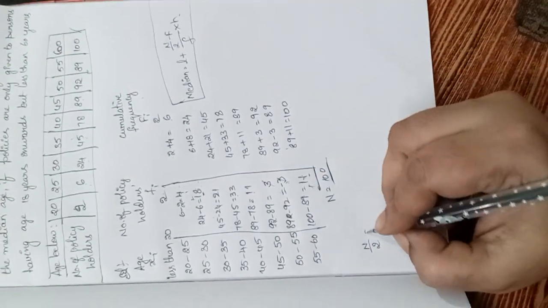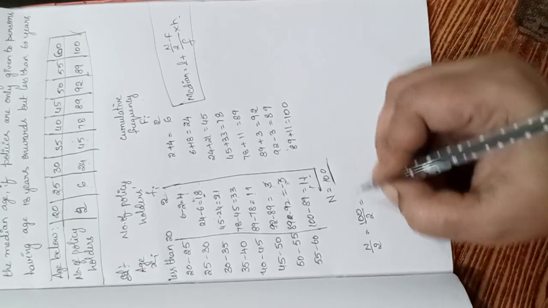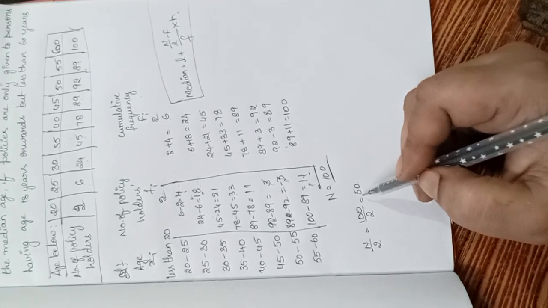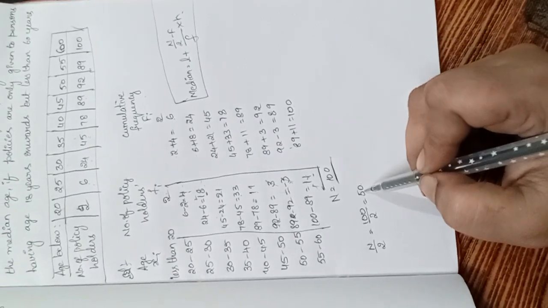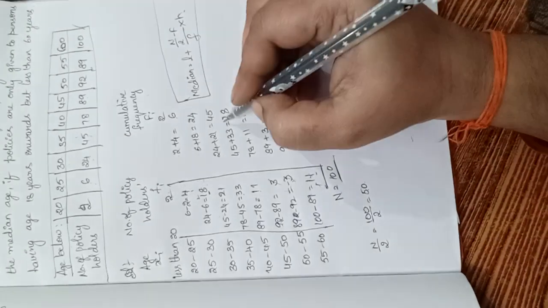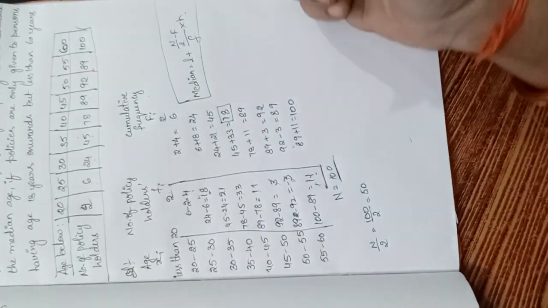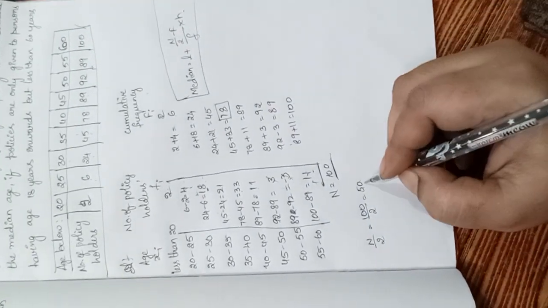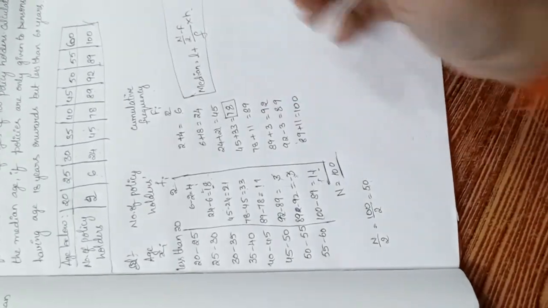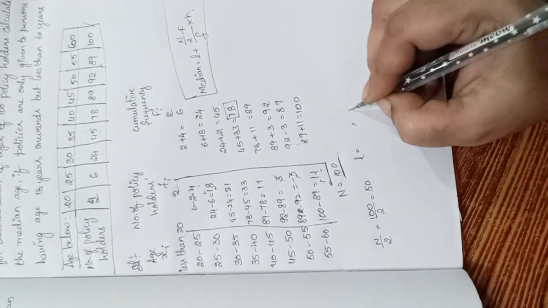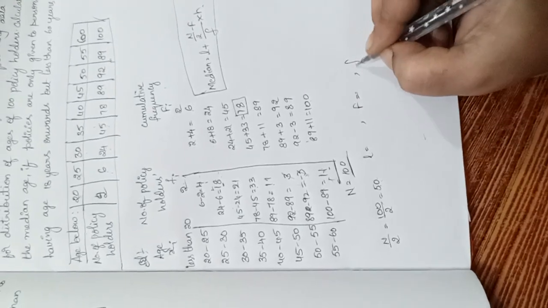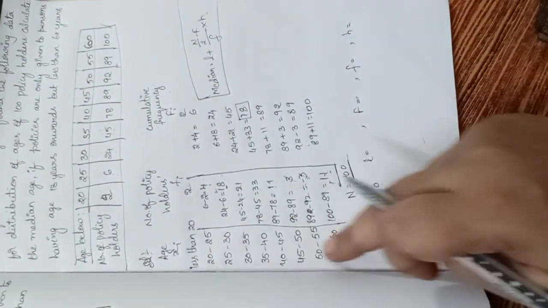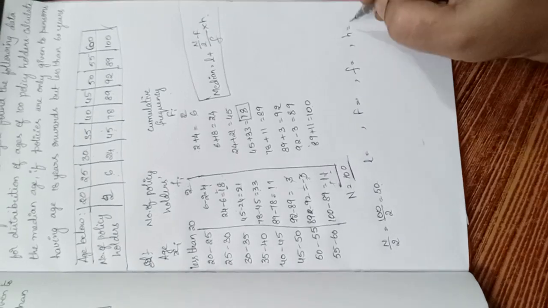So N is nothing but 100. 100 by 2 is equal to what? You will get 50. So for this, what is the nearest one? More than that, the nearest is 78. 78 is the nearest highest number for 50. So by this we have to find the L value, capital F value, small f value, and H is common for everything. The common difference between these class intervals is 5.